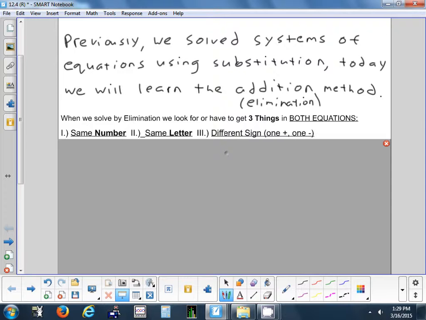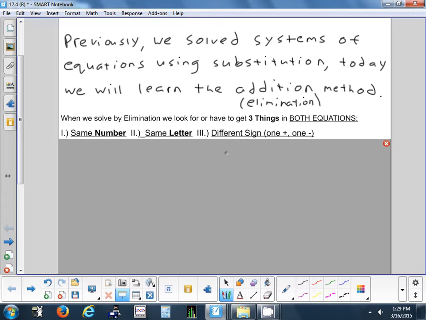It's also going to have the same letter, or same coefficient, or same variable. Right? So get same letter, same number, well, obviously the number will be first, same number, same letter, and then you want the sign to be different. So one of them's got to be positive, one of them's got to be negative.